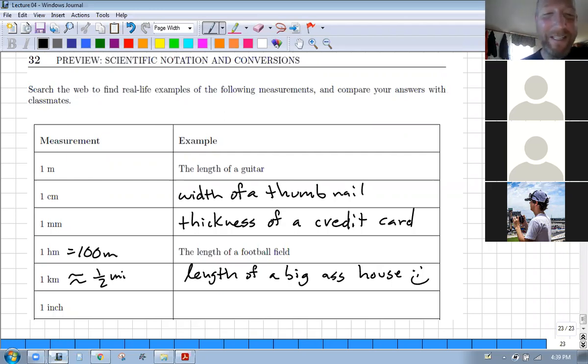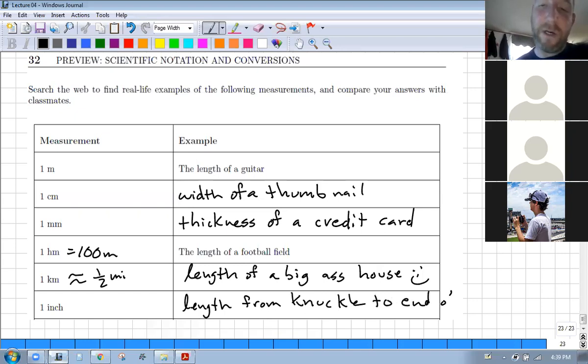All right, 1 inch. That was originally based on the length from what, the knuckle to end of thumb.